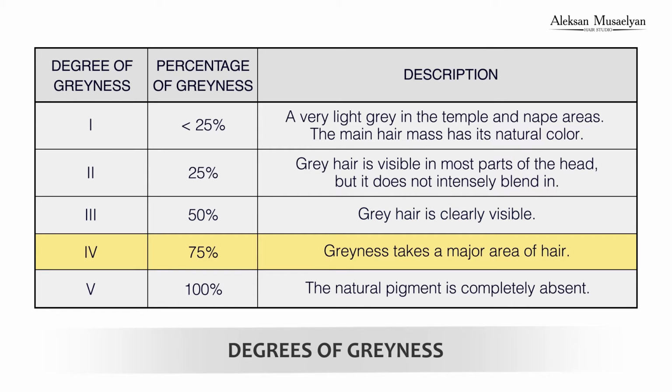The fourth degree is 75% of grayness. It takes a major area of hair. The fifth degree is 100% of grayness. The natural pigment is completely absent.